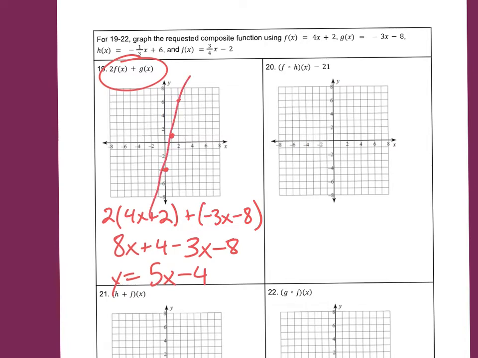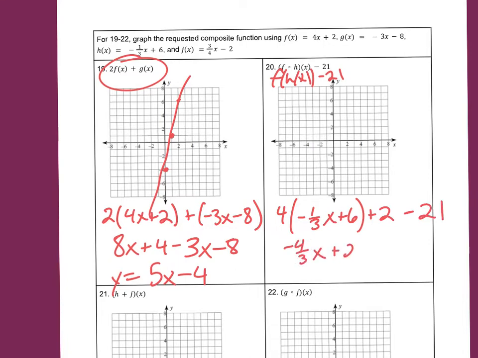Same thing over here. I've got a composite function f of h of x minus 21. So I'm going to plug in h of x into f. So 4 times negative 1/3 x plus 6, plus 2 minus 21. So negative 4/3 x plus 24 plus 2 minus 21. 24 plus 2 minus 21 is just 5. So negative 4/3 x plus 5. 5 is the b value. Negative 4/3 is the slope.